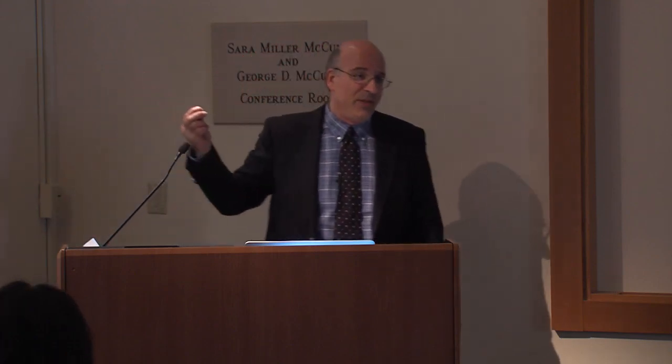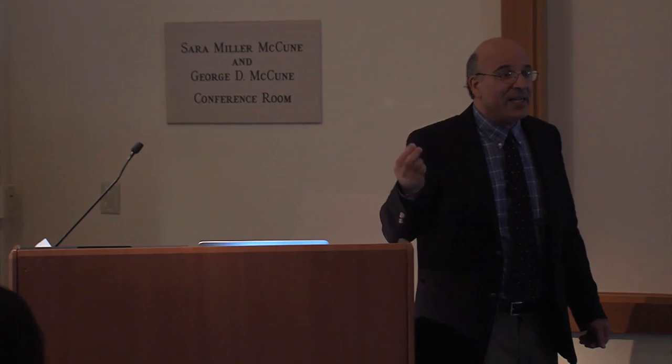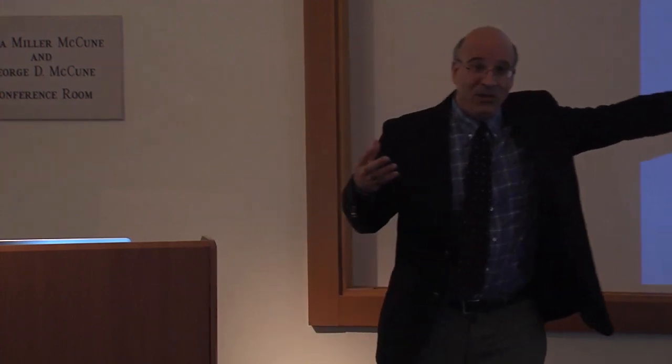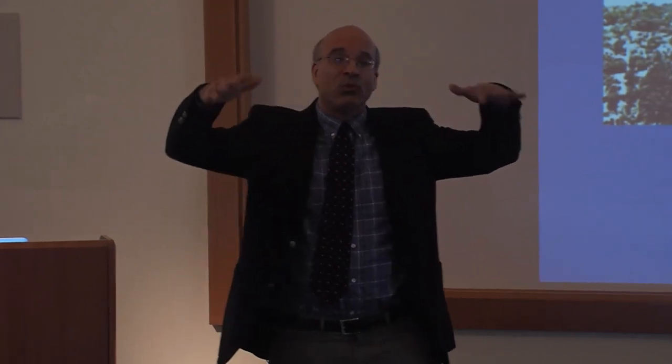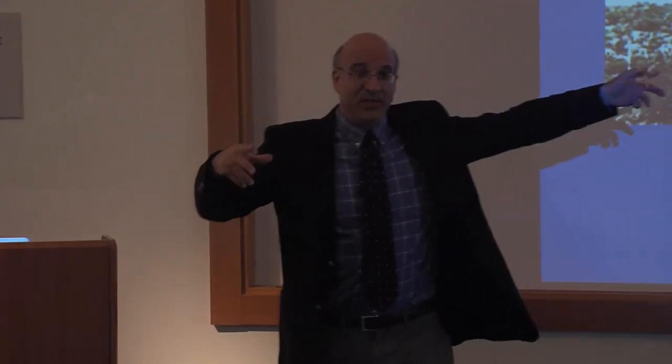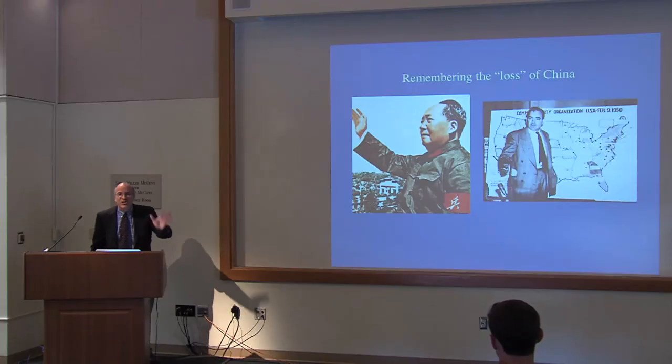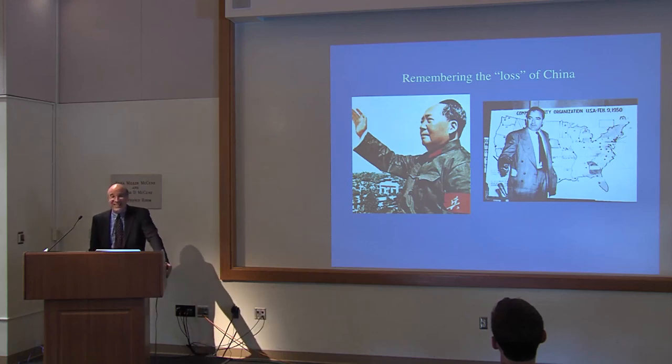Johnson could not forget how the fall of China to communism in 1949 had severely weakened the Truman administration and had allowed Republicans to accuse the Democrats of losing China and of being soft on communism. And indeed, it was in the aftermath of the fall of China to communism that the most virulent phase of the post-World War II Red Scare occurred, when Senator Joseph McCarthy ran rampant through the land. So Johnson was determined not to have this happen to him.